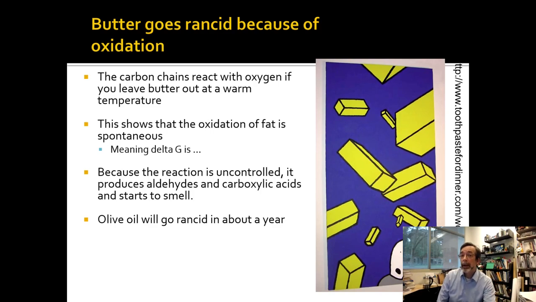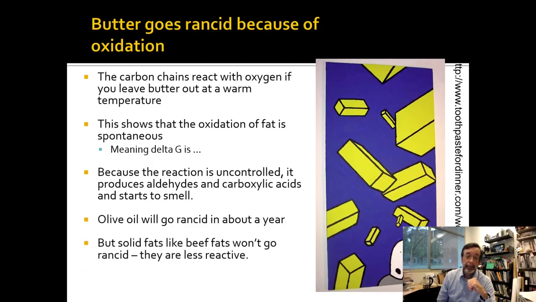Olive oil also will go rancid in about a year. It's got double bonds, and the more unsaturated it is, the more likely it is to go rancid eventually. But solid fats like beef fats won't go rancid. I mentioned how you can buy beef fat in a large container; if you're looking for beef fat in the refrigerator section, you're looking in the wrong place. Usually beef fats, lards, things like that are going to be out at room temperature because they are less reactive, because they are more solid, they are more saturated. Fewer places for the oxygen to attack.